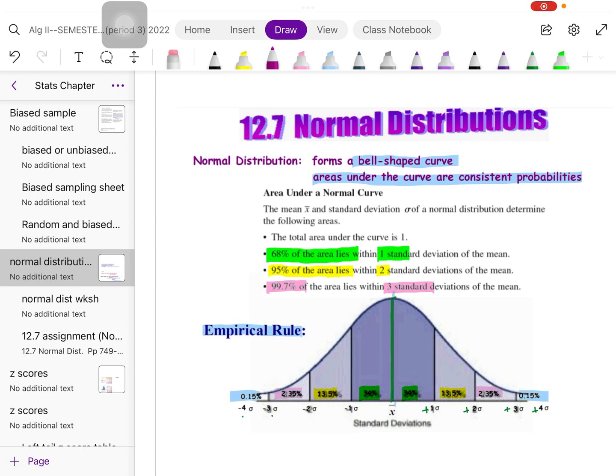So what are you going to have to know? You are going to have to know these 4 percentages. Between the mean and 1 deviation is 34%, whether I'm at the right or the left. Between 1 and 2 is 13.5%. Between 2 and 3 is 2.35%. And between 3 and 4 is 0.15%. You must include the percentage sign. Otherwise, you have a different number.